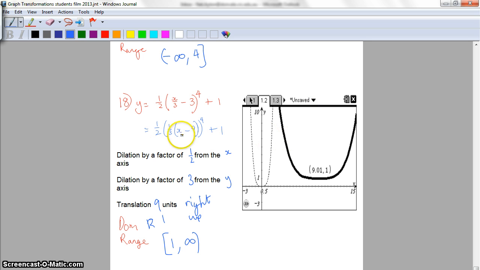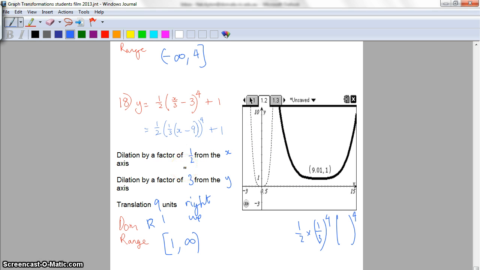Okay, now again, this could be written as just one dilation factor. It could have been 1 on 2 times 1 on 3, all to the power of 4. Take it out of the power sign. You still got all that to the power of 4. And then that would be 1 on 2 times 1 on 81, I believe it is. So it's 1 on 162. That's the dilation factor. But we can have it as 2 different dilation factors if we want to.